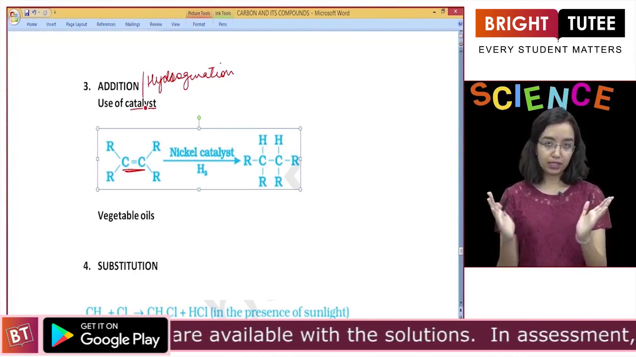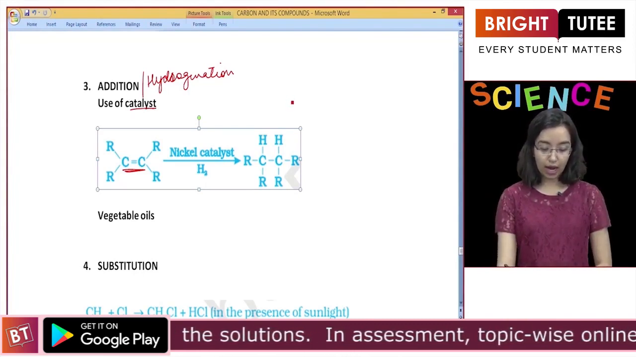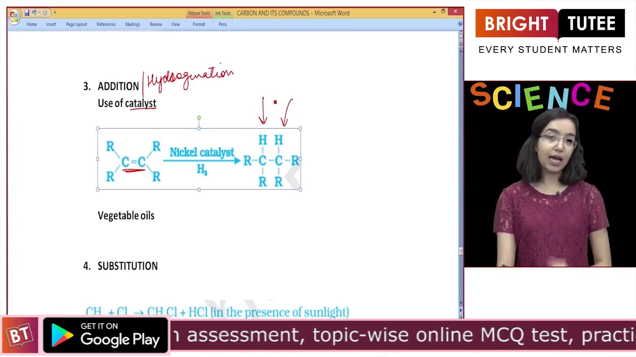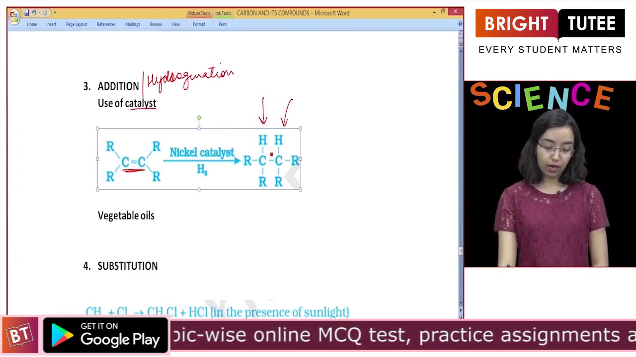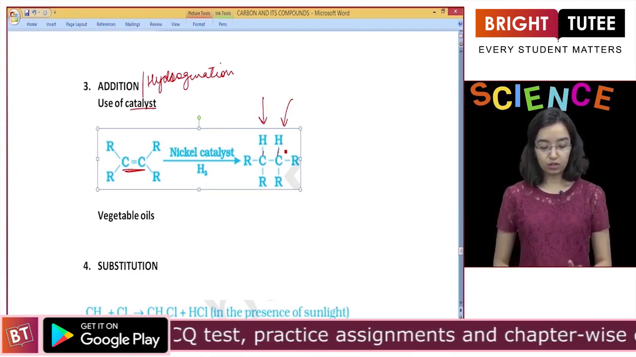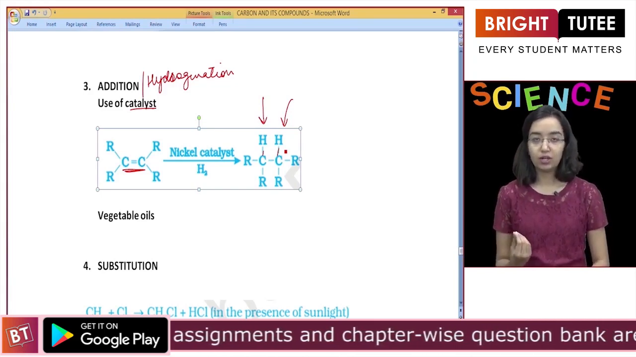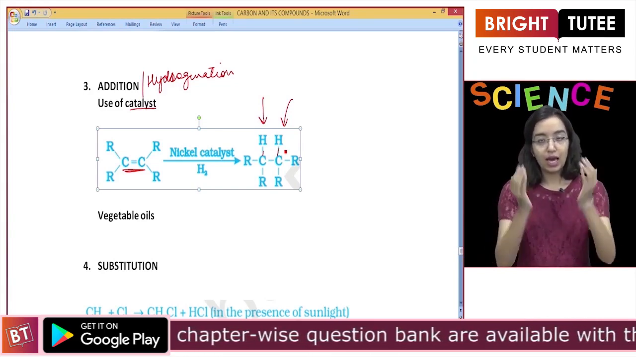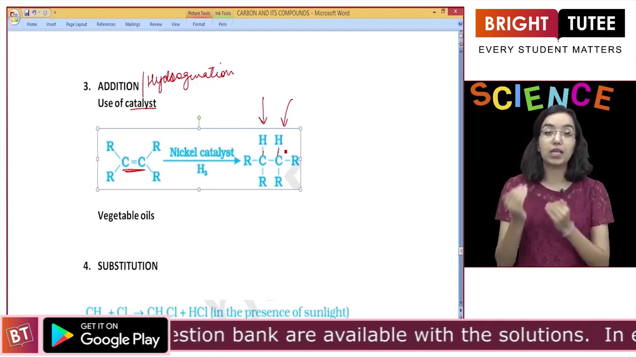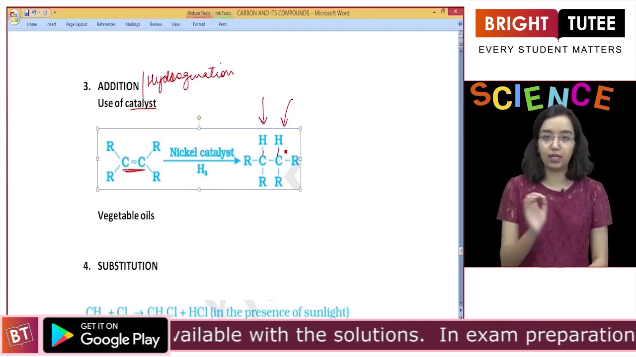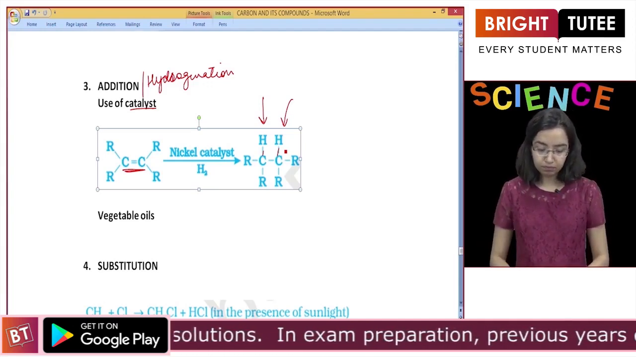The double bond breaks and now the vacant valency is added on with new things. If more hydrogen atoms are attached, then it is called hydrogenation. So addition is basically when a double bond breaks and something new is added on it. If it is hydrogen that is added, in that specific case, it is called hydrogenation.